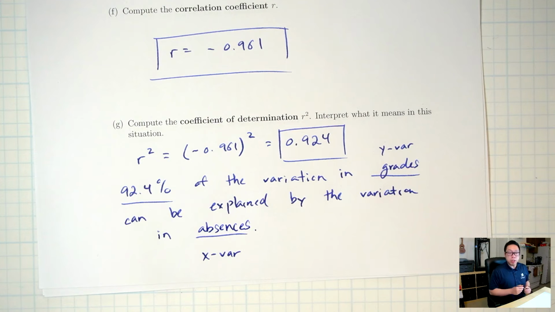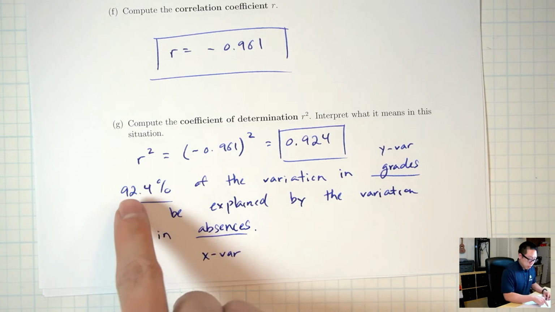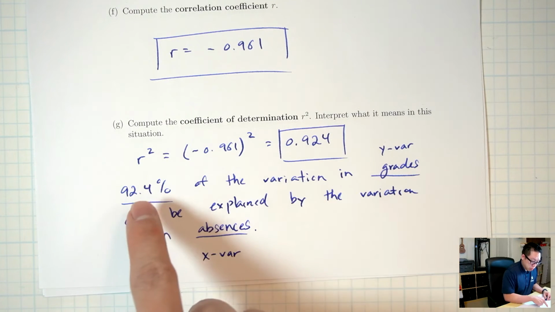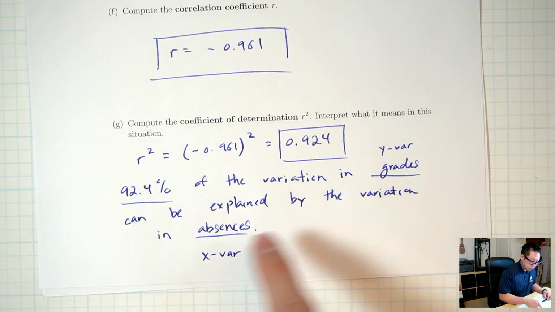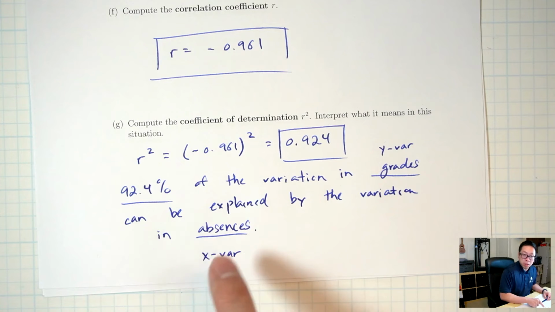And that's the interpretation that I want you to write for all of these. Convert the R squared to a percent of the variation in, fill in your Y variable, can be explained by the variation in fill in your X variable.